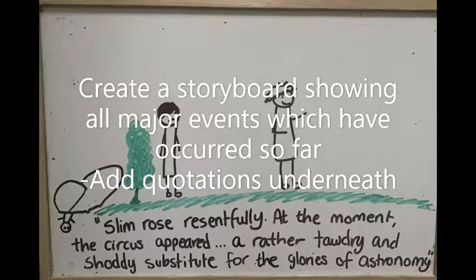You can use your 10 bullet point summary or you can choose some different ones, but all the major events, and then after that I want you to add quotations underneath. So here you can see mine is "Slim rose resentfully. At the moment the circus appeared a rather tawdry and shoddy substitute for the glories of astronomy." That's my picture that I've used to summarise that quotation. So that's that event, when they've gone and they've looked at the spaceship and they're walking away and Slim is questioning his choices. So pause the video and give that a go now.